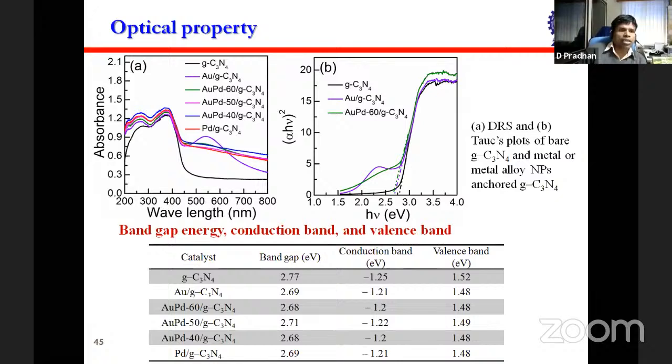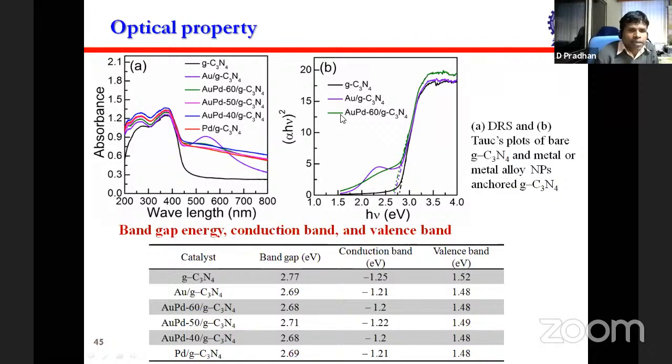Optical properties are also studied, particularly as you see in the left side, when only gold was there on g-C3N4, the gold particle was very small in size. Therefore you see the surface plasmon resonance effect due to the SPR effect of the gold particle. But once they form the alloy particle, that SPR effect is not strong, but absorption was found to be a little higher in the visible range compared to only g-C3N4.